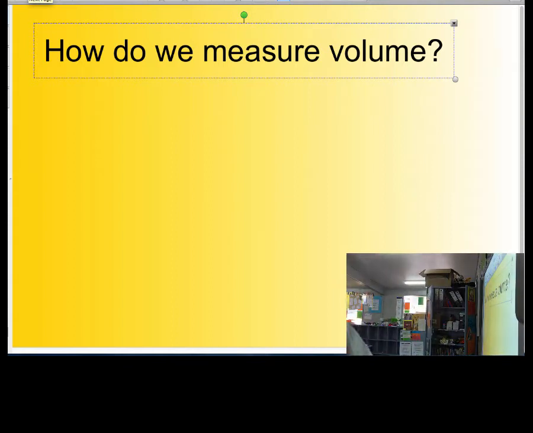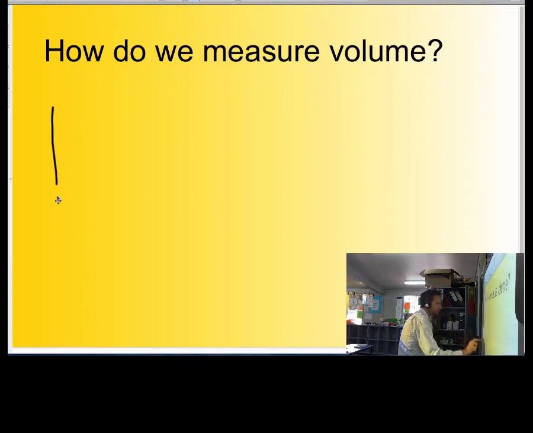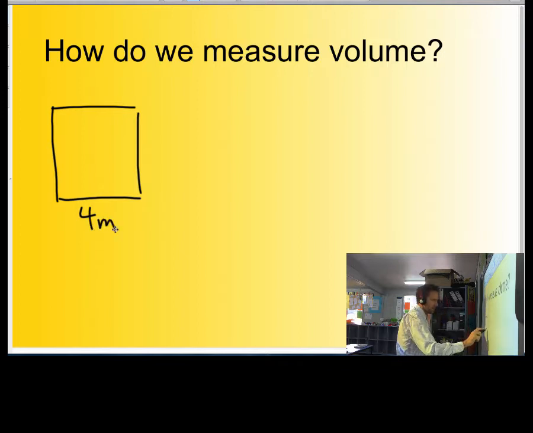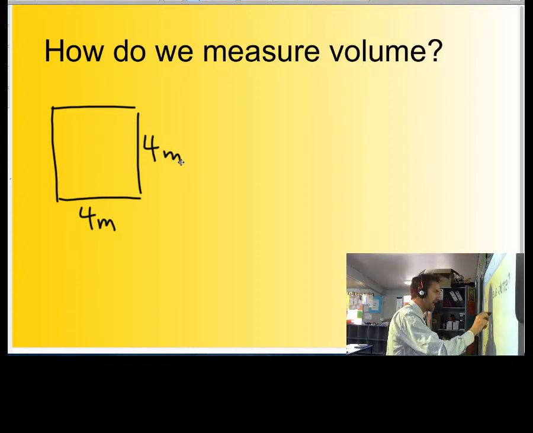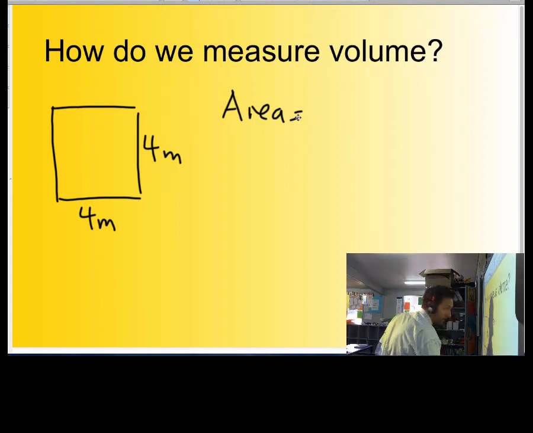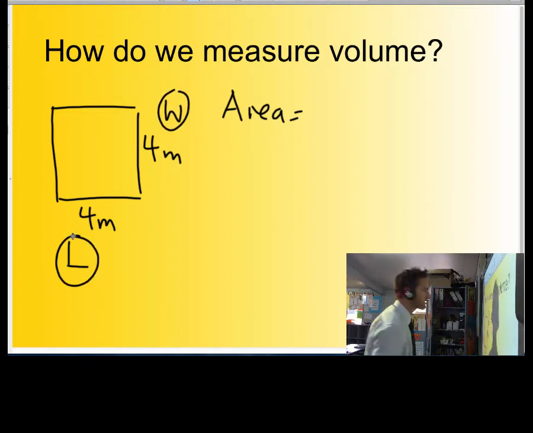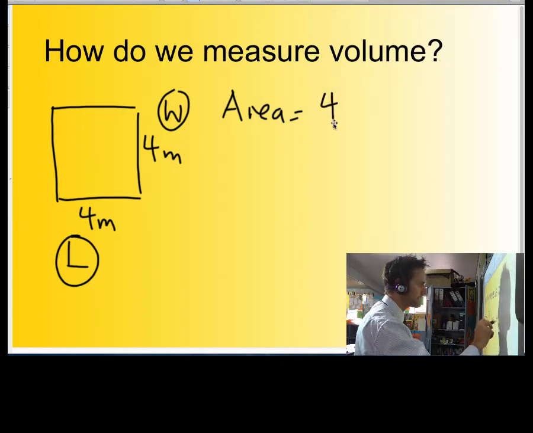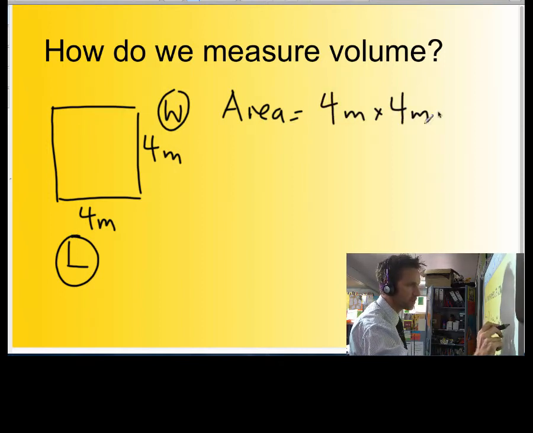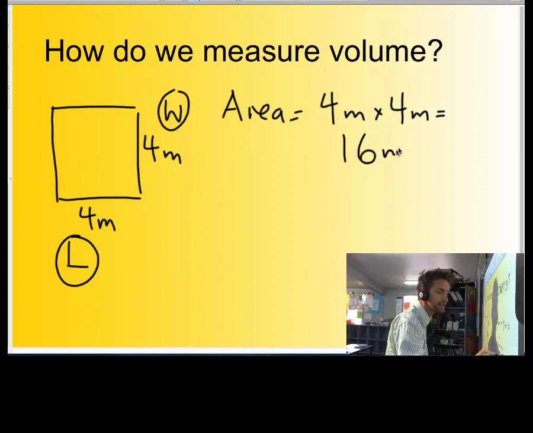Well, it's not like area, and if you need a reminder, let's just have a look at area, for example. Remember with area we had a nice square, and the bottom might be 4 meters and the side might be 4 meters. Area equals length times width, or length times height. So here's our length down here, and here's our width up here. We go length times width, which was 4 meters times 4 meters, which equaled 16 meters squared.